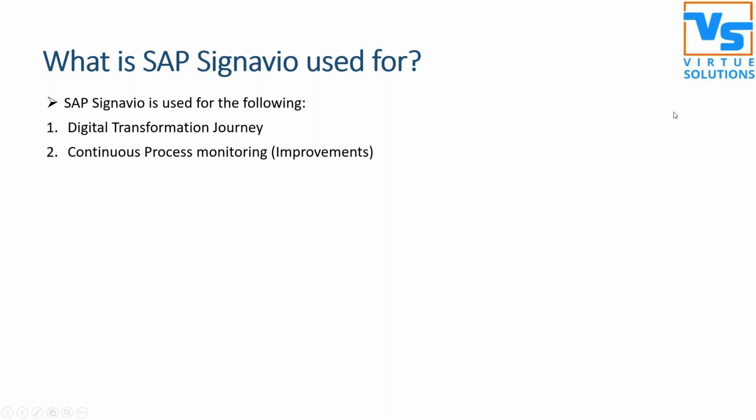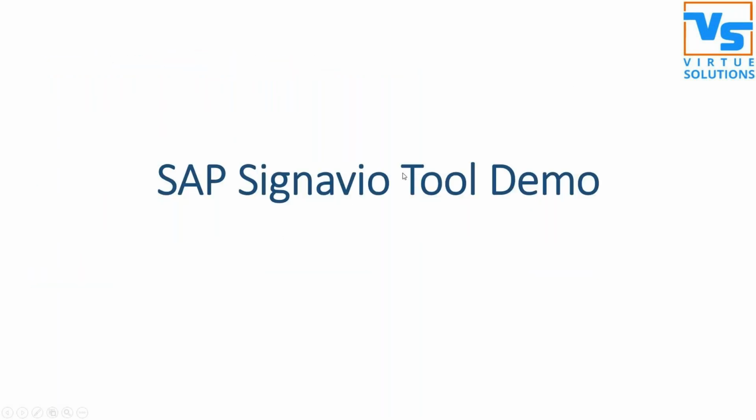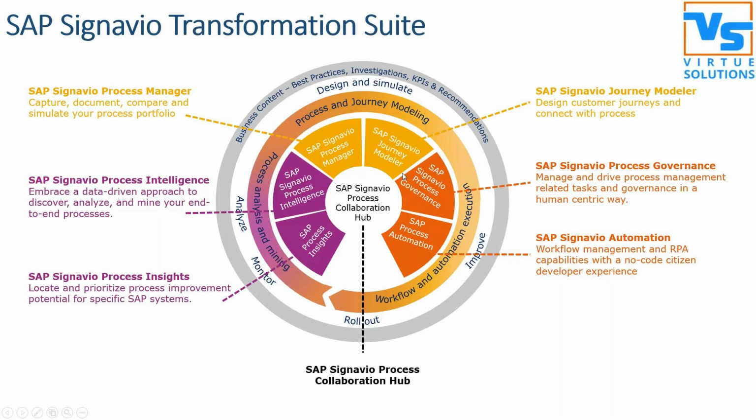Sorry to interrupt, but can this license be taken separately, or does it all come bundled as one license, or can you take only process insights separately? Yes, intelligence can be separate, with collaboration hub. Collaboration hub will always be there. So intelligence plus collaboration hub, or manager plus collaboration hub. Manager, collaboration hub, and governance. These three.